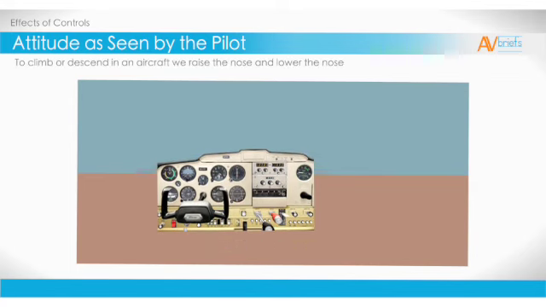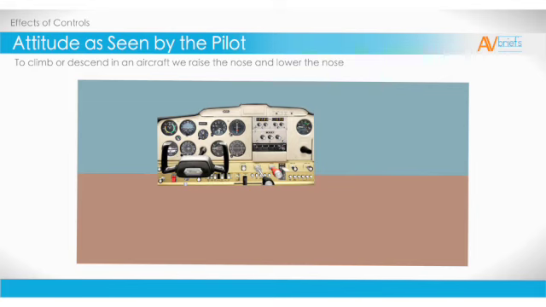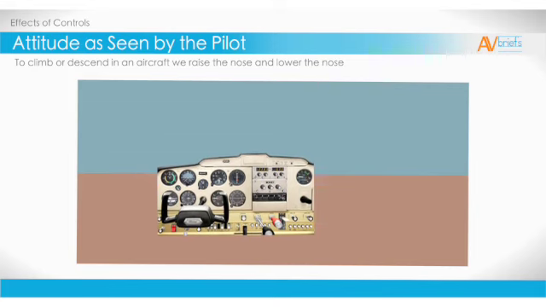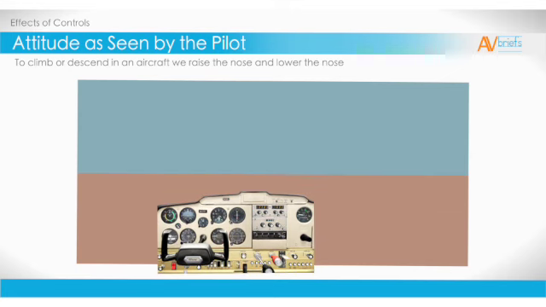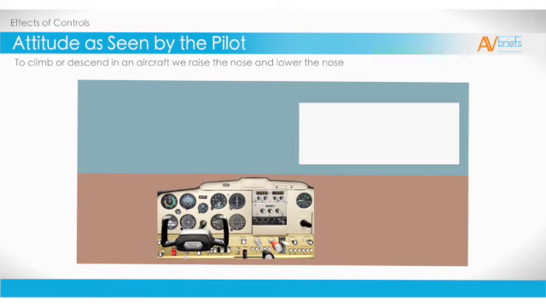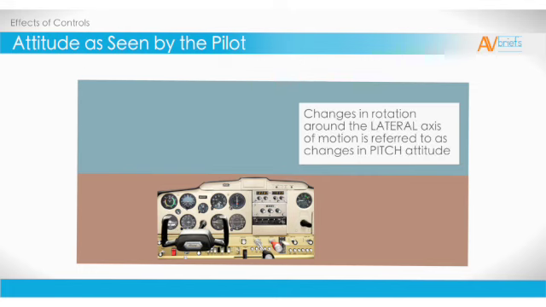To climb or descend in an aircraft, we raise the nose to climb, and lower the nose to descend. Changes in rotation around the lateral axis of motion is referred to as changes in pitch attitude.